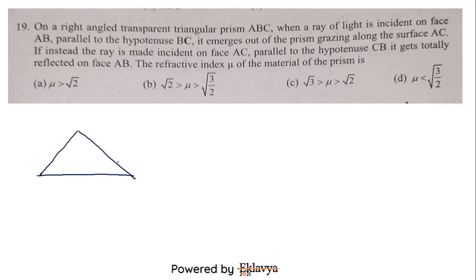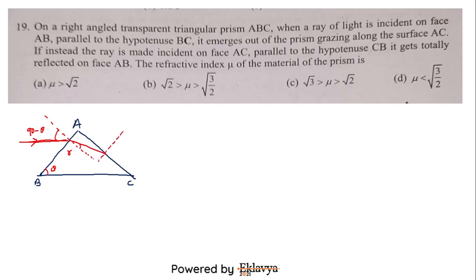A ray of light is incident on face AB parallel to the hypotenuse BC. So let's consider this as the hypotenuse, and a ray of light is incident on this prism, somewhat like this, parallel to the hypotenuse BC. If this angle is theta, then the angle of incidence will become 90 minus theta here, and the ray, instead of going straight, will bend towards the normal. This will become the angle of refraction, and it will strike AC at some point.